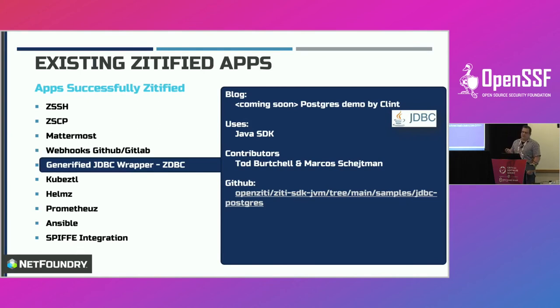Generified JDBC wrapper. This one's really neat. So there are certain kinds of Zdifications. Usually, you think about baking an SDK into your application. JDBC is different. JDBC and Java allow you to do dynamic stuff at runtime. Go, for example, not so much. So what you can do is, if you know how to poke and prod the legitimate JDBC wrapper, you can actually tell that JDBC wrapper to go someplace else instead, and you can have secure database access through your application, or more likely, through your database tool.